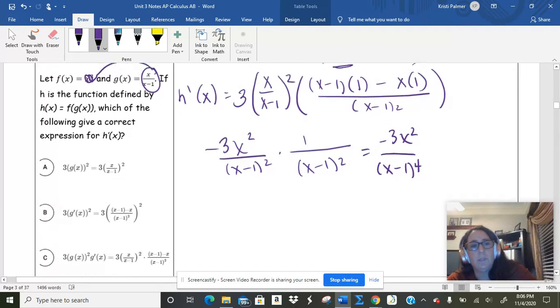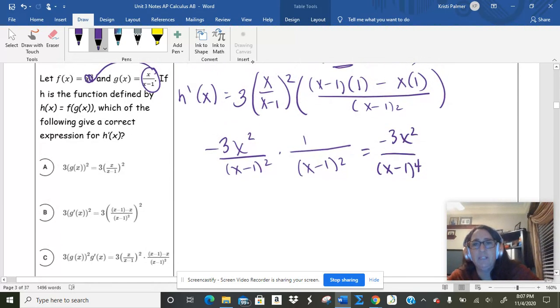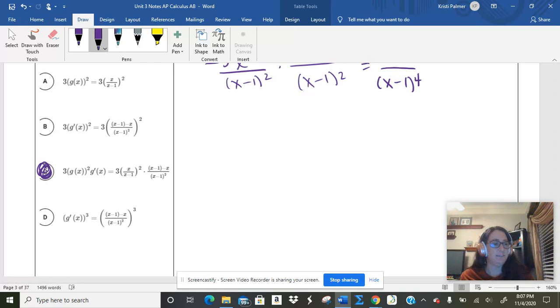So let's go see which one it is. Oh, holy moly, I didn't even have to simplify. I went too far. I should have stopped here. And I see that that answer is C.